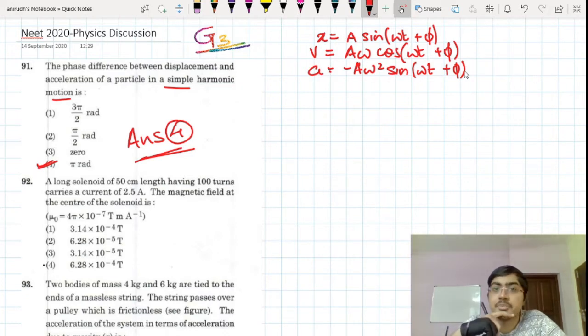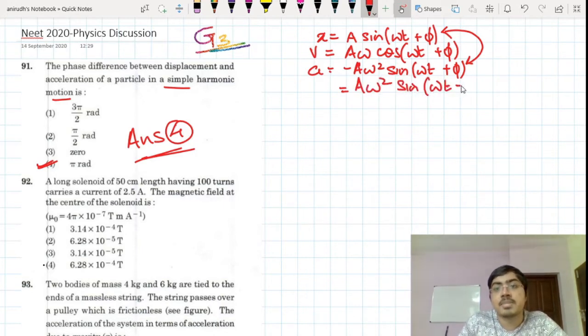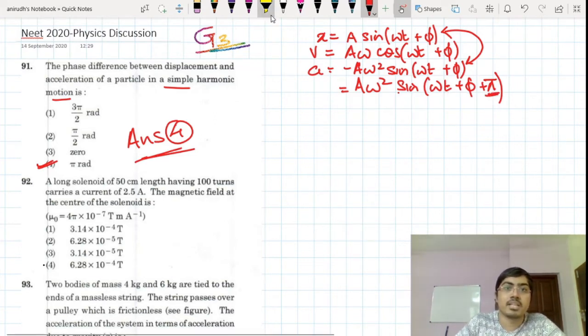Now try to answer this question. What is the difference between the acceleration of the particle and displacement? So this and this, what is the phase difference here? There is a negative sign here, and there is no negative sign over here. So can I write this as a omega square sin(omega t plus phi plus pi), 180 degrees? So this and this are having the same phase except for this particular difference, that is pi. So the correct answer for our question is option 4, that is pi radian.